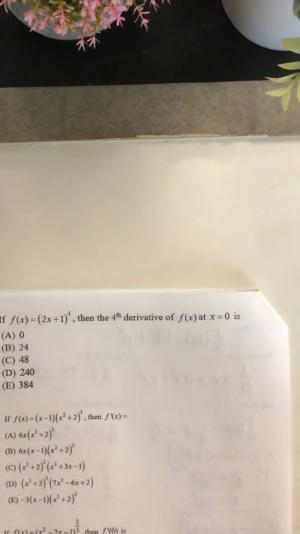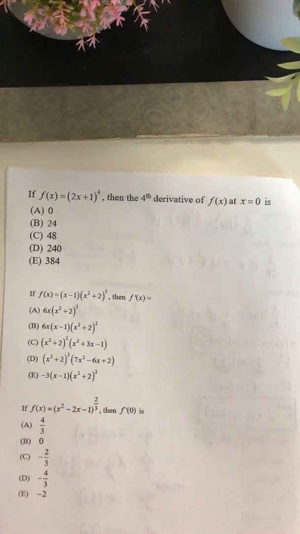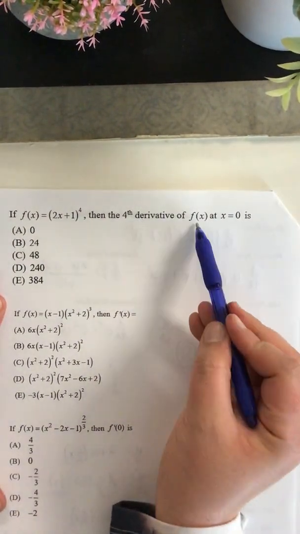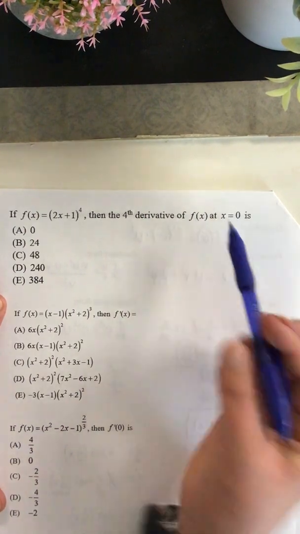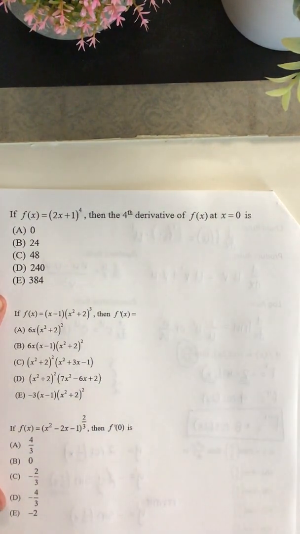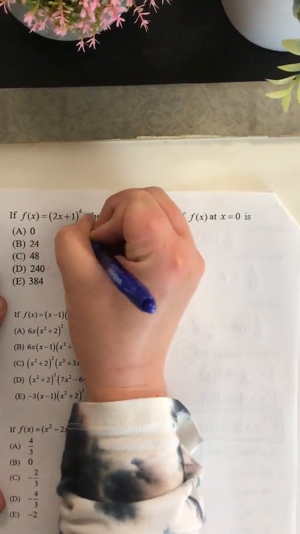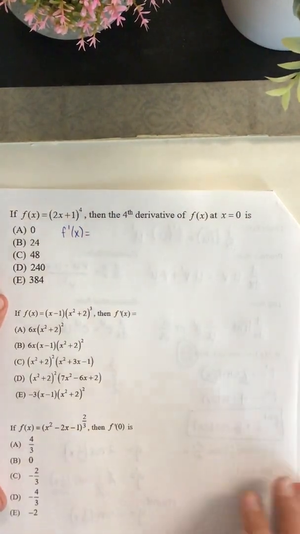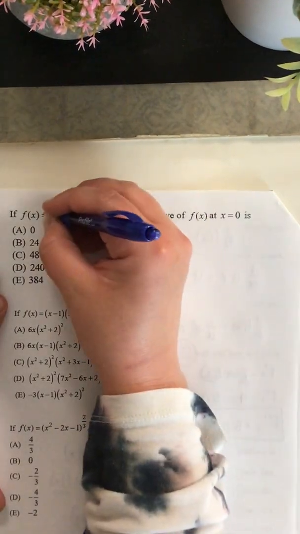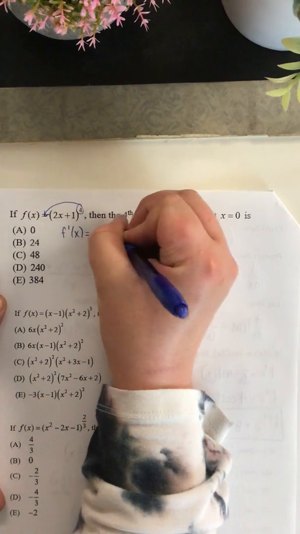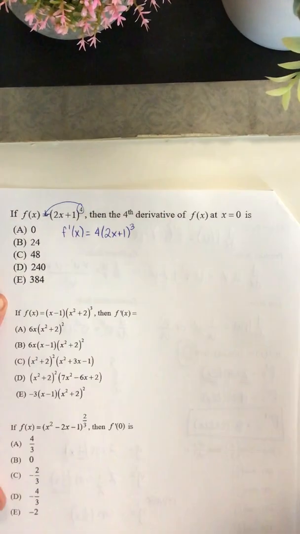All right, next one, we want a fourth derivative. And this time they're giving you a number to plug in. So look, it says we want the fourth derivative of f at 0. So we're going to take the fourth derivative, then plug it in. All right, so here's f. What's f prime? So my 4 comes down to the front. What's my new power now? So 2x plus 1 to the third. Is that right?